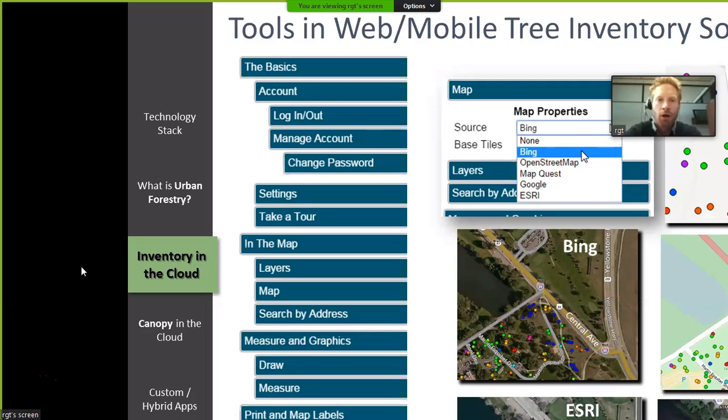This is a long list of the tools in the toolbox. We broke this out by the basics, sort of account management. You can take a tour of the tools. What this is showing here on the right are the different base maps we can choose from that I'm sure most of you are familiar with. Searching by address, drawing graphics, and doing measurements. Most of this, in fact, comes directly from OpenLayers API.